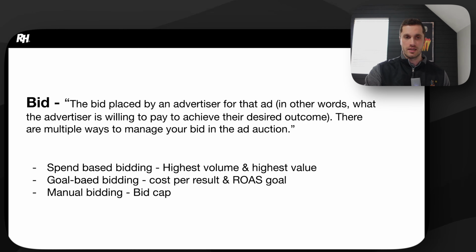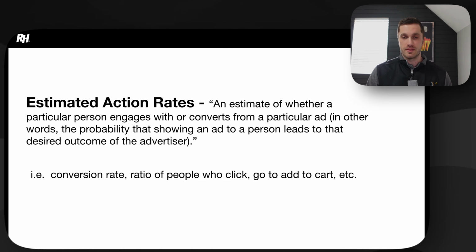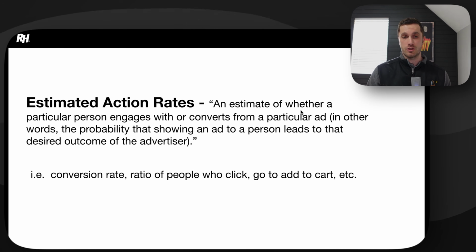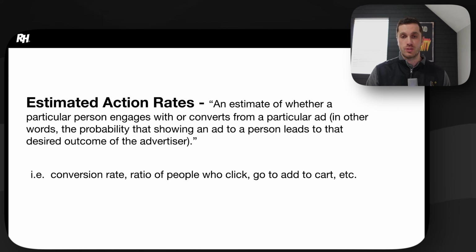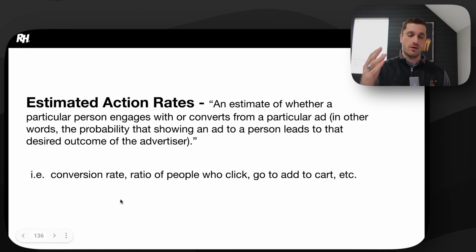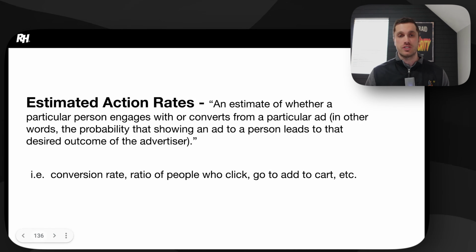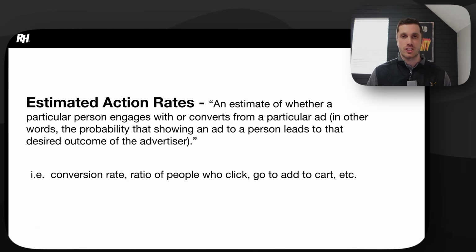to get that customer. Now here's where things get really interesting, and you really have to understand this: your estimated action rates. An estimate of whether a particular person engages with or converts from a particular ad. In other words, the probability that showing an ad to a person leads to that desired outcome for the advertiser. So for example, when you click on an ad, Meta understands, if you're going for conversions, the probability someone is going to take that action from your ad.